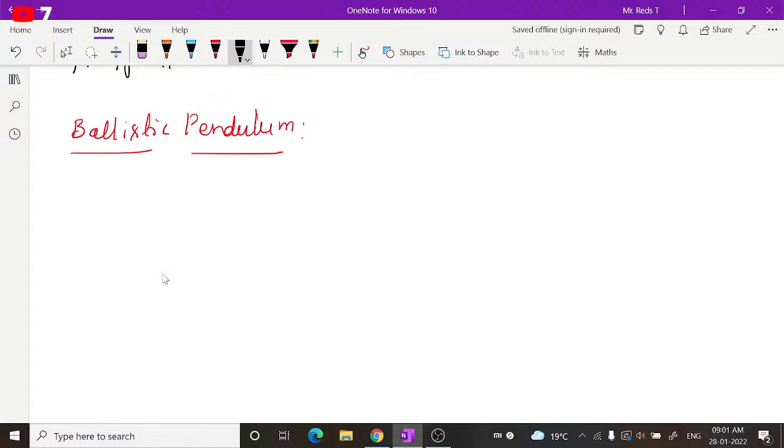First, you should know what a ballistic pendulum means. It is something like a simple pendulum only. In a simple pendulum, we have a thread, one end of which is attached to a rigid support and the other end is attached to a bob of mass m. Here it is the same thing. Instead of a steel bob, we consider a wooden block of mass m attached at the free end of the string.